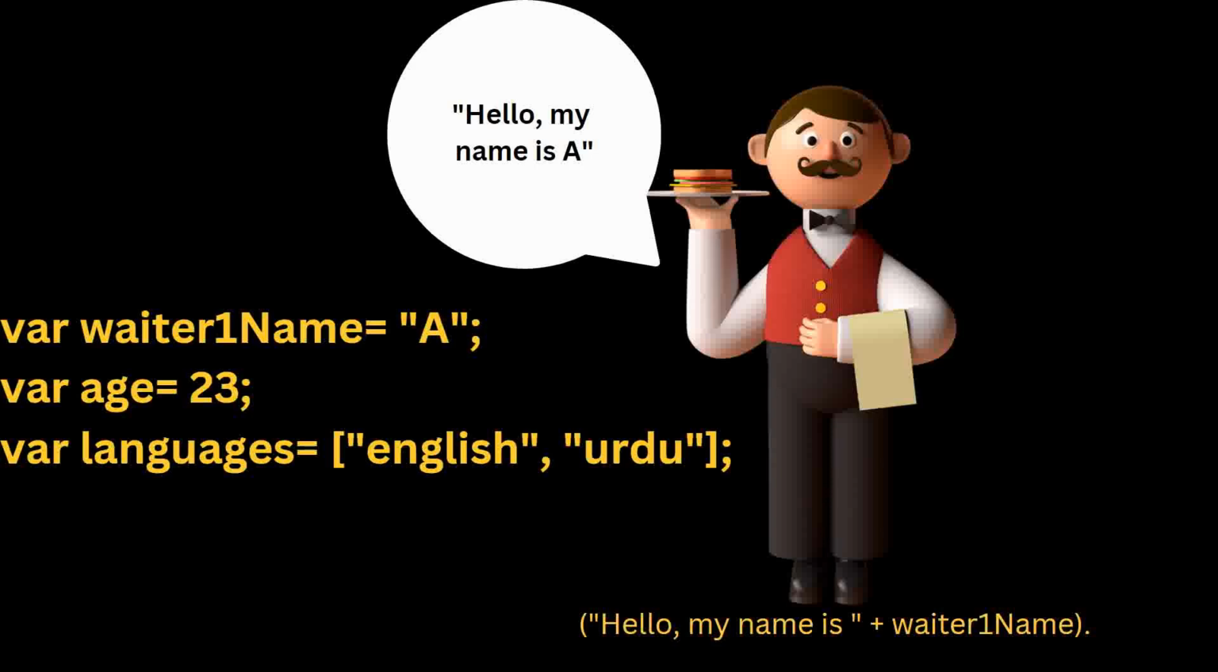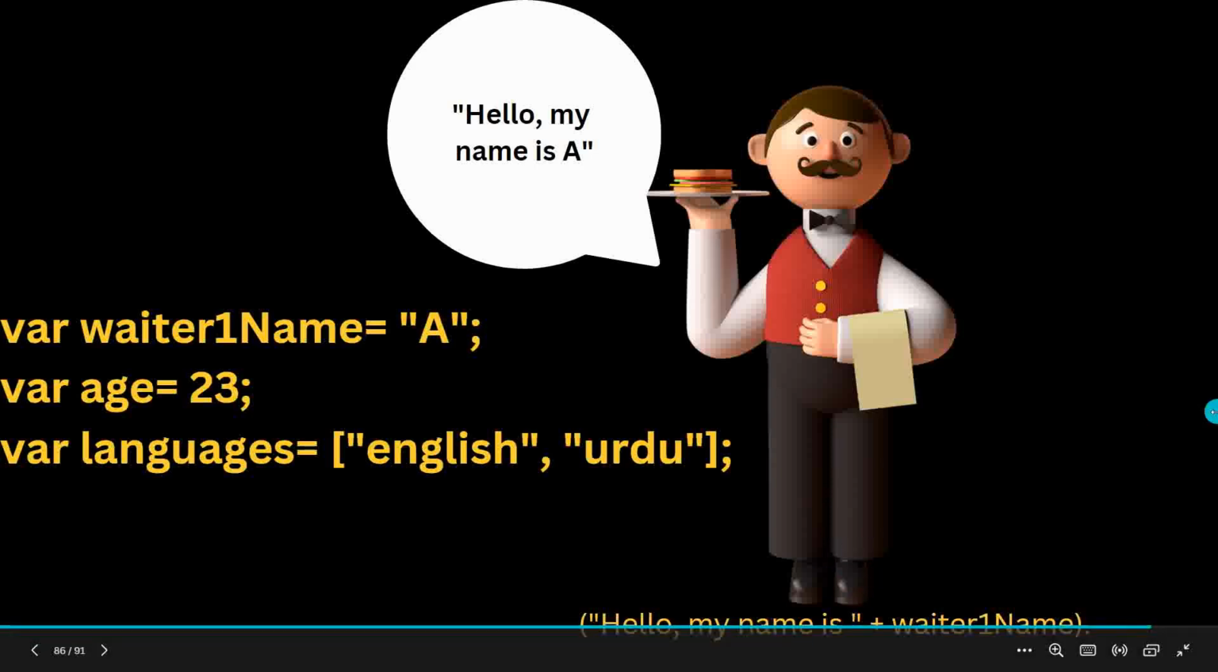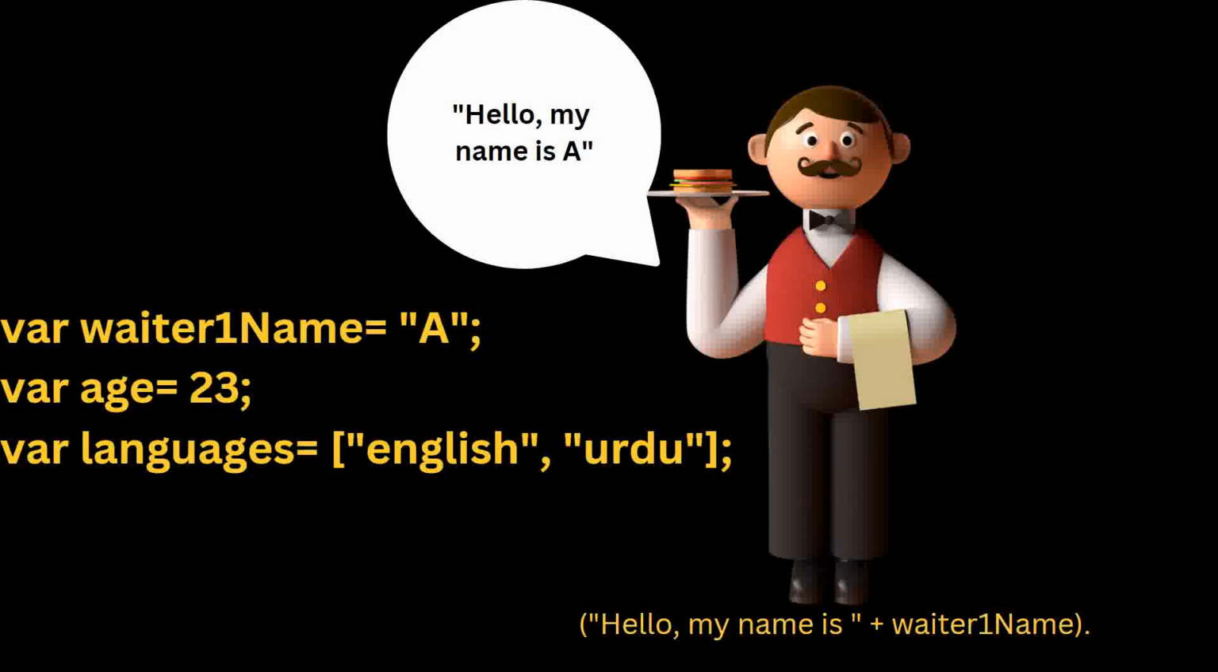If we create an alert for that, then it will show like it is shown here. Hello, my name is waiter1 name, and so it will say hello, my name is A. Up till now we should be very familiar with this kind of syntax.